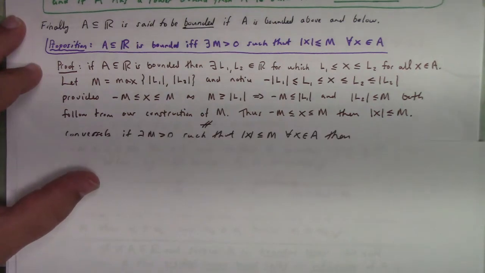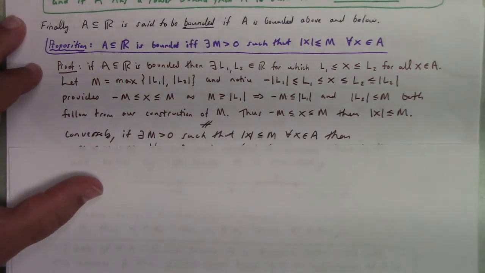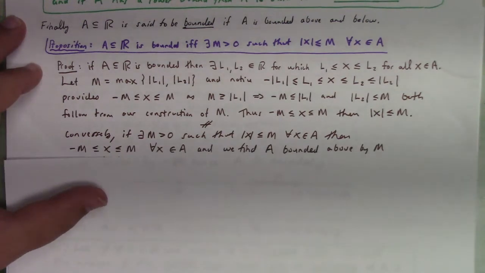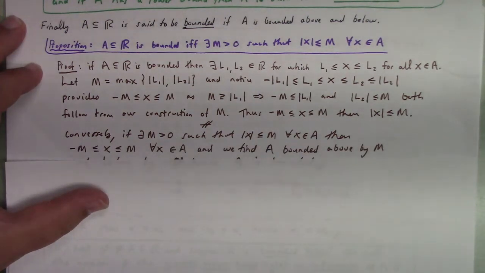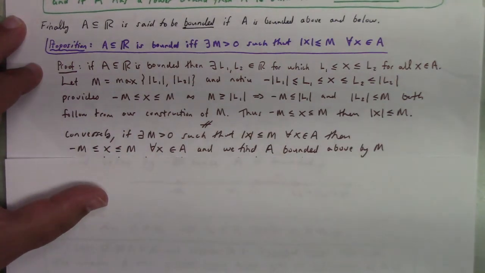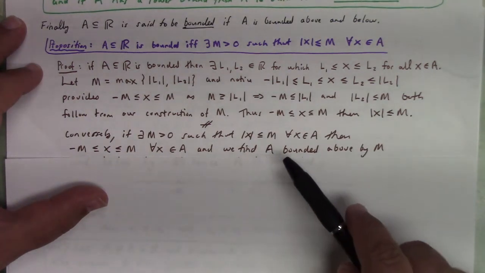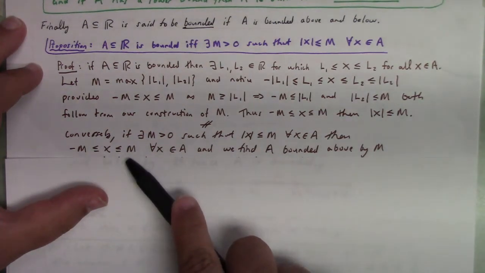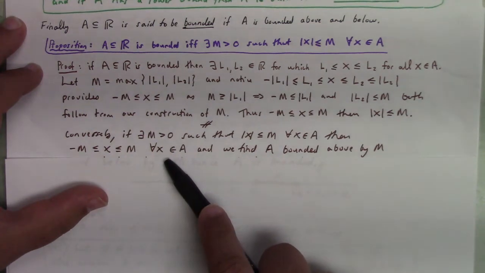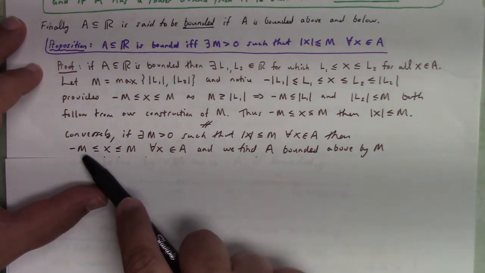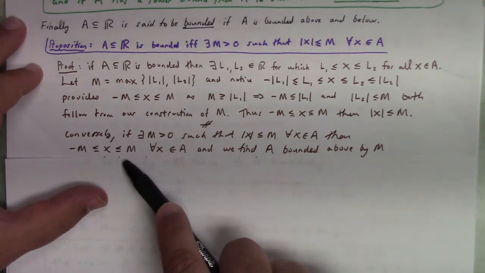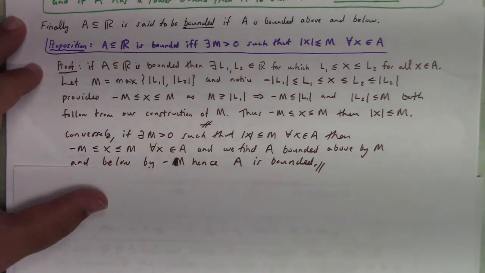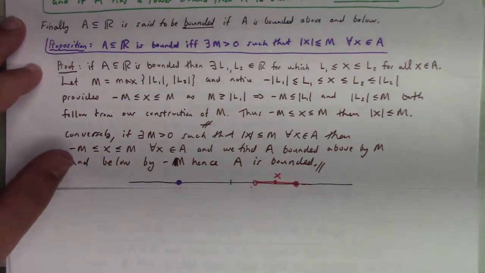Now, conversely, if there exists an m such that the absolute value of x is less than or equal to that positive constant for all points in the set, then because of the rules we talked about for absolute value, that unwraps to minus m less than or equal to x less than or equal to m for all x in A. So the set is bounded below by minus m, and it's bounded above by plus m. Consequently, the set is bounded, and that finishes the converse direction.